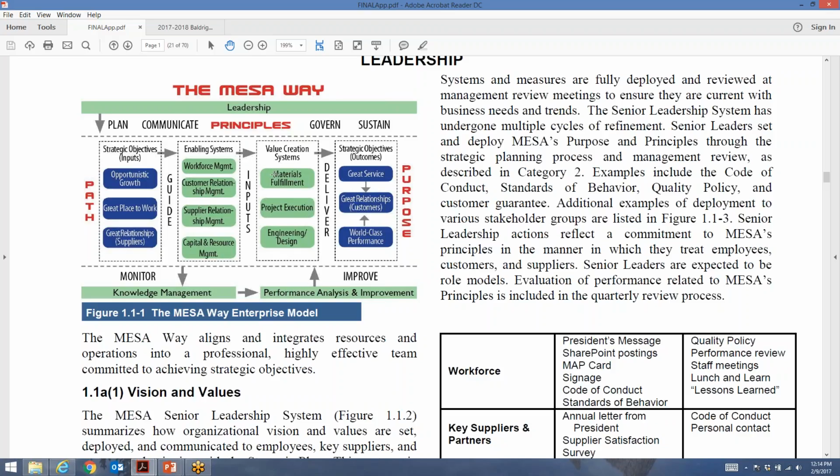It was just a picture for us to say, hey, this is just our way of doing stuff. And so when we're talking about all these different things, this is the way it all fits together. And we call this the Mesa Way enterprise model. If you can come up with that for your organization, all the better. And all this is just saying, hey, you got leadership at the top, kind of driving it all. And what does leadership do? Well, they plan and communicate and govern and make sure that you got a sustainable organization.